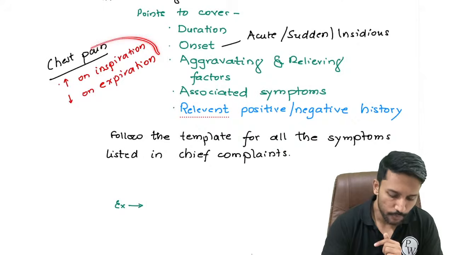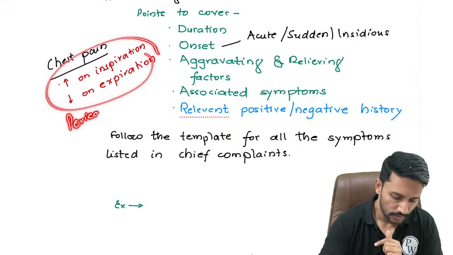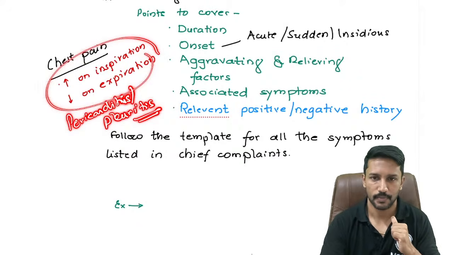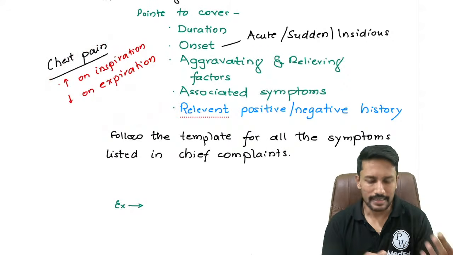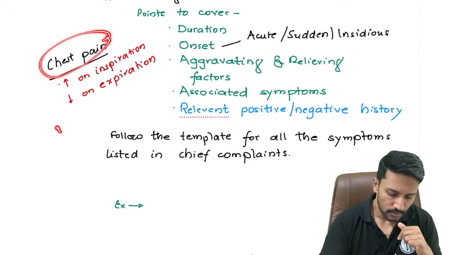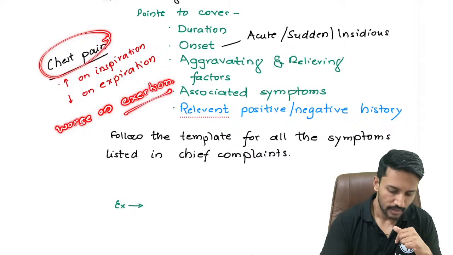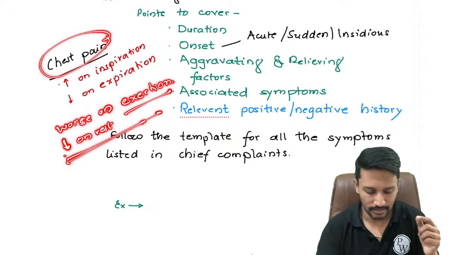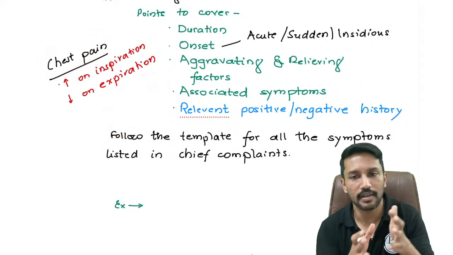But the pain because of pericarditis or pleuritis, that will worsen on inspiration and decrease on expiration, right? But instead, I say I got chest pain, which gets worse on exertion. I walk or I do some physical activity, it worsens and it gets decreased or it disappears on rest. This is more suggestive of angina, right? So angina has its own aggravating and relieving factors.